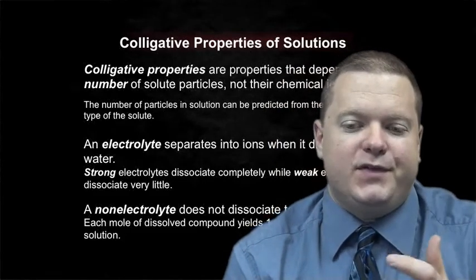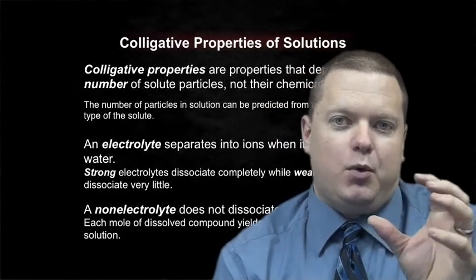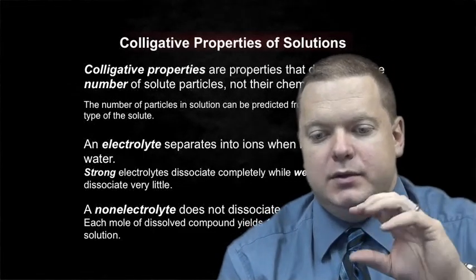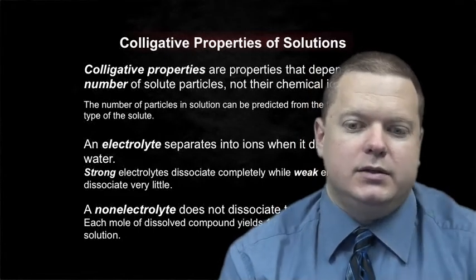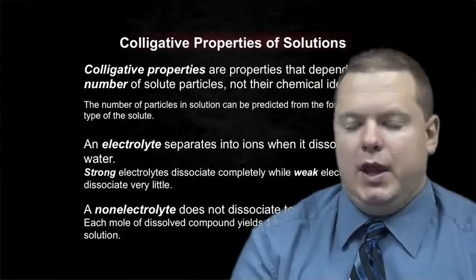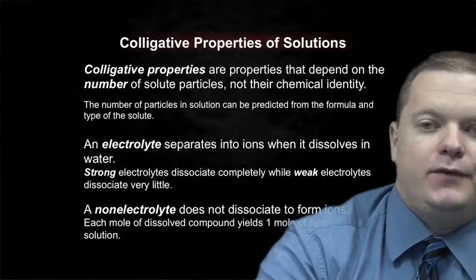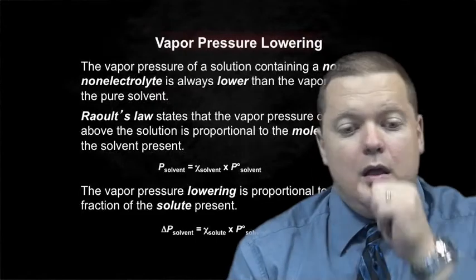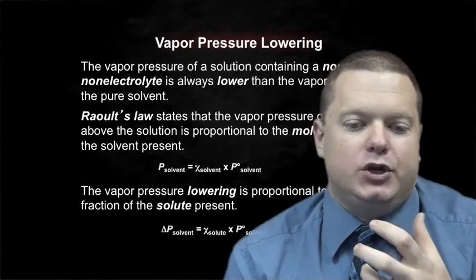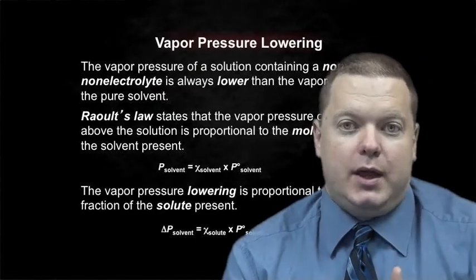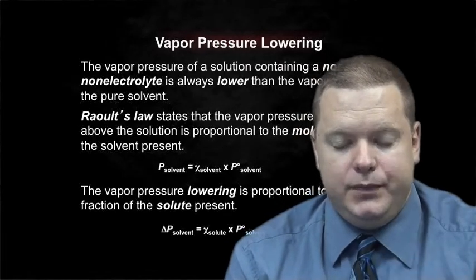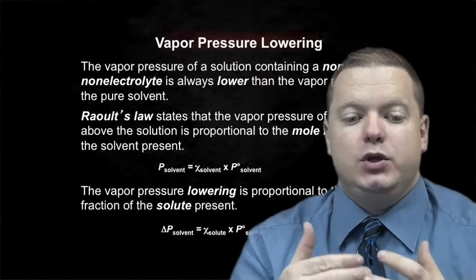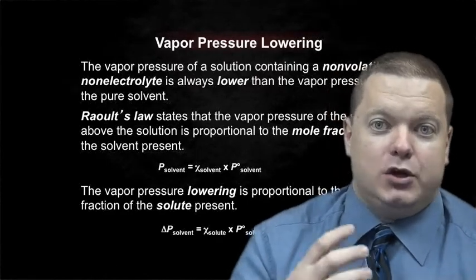Our initial look at these different colligative properties is going to be very generic, and we're not going to worry too much about the number of particles necessarily. We're going to look at some sort of concentration unit. The first one we're going to look at is vapor pressure lowering. If we put a non-volatile solute in with our solvent, it's going to lower the total vapor pressure of that pure solvent.